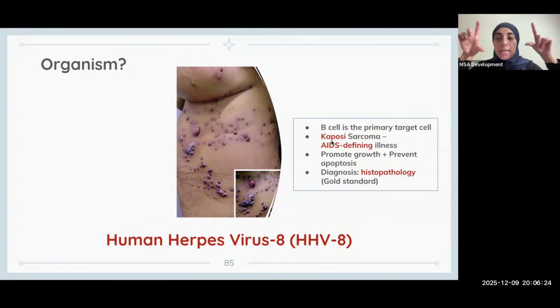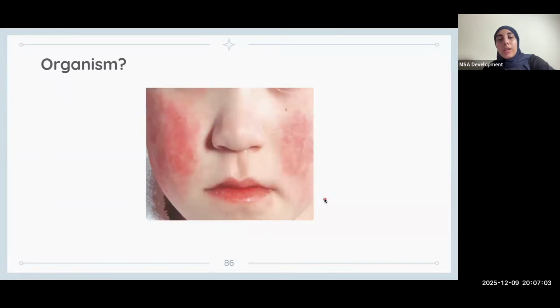And this Kaposi sarcoma is an AIDS-defining illness. What that means is if you see someone with Kaposi sarcoma, the high chances are that they have AIDS, okay? It's an AIDS-defining illness. Now, how do you diagnose it? You need histopathology, okay? PCR and all that would not be enough. You need to actually take a pathology of the lesion because it is cancer, it is sarcoma after all. So you need to take a pathology sample, a biopsy, and this is actually the gold standard. Okay, so this is Kaposi sarcoma due to HHV8, and it is an AIDS-defining illness. Okay, next one.